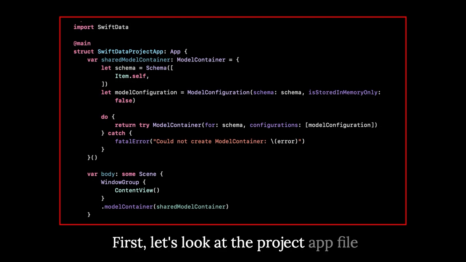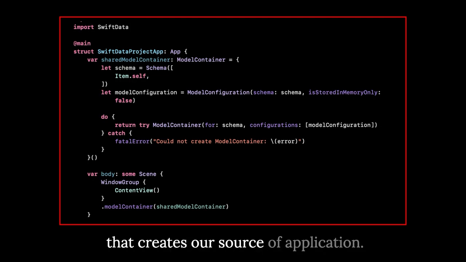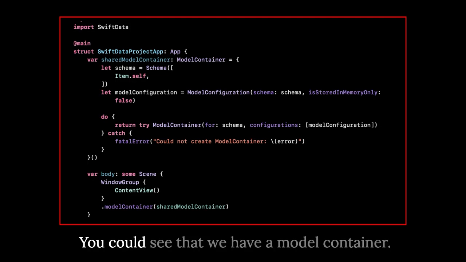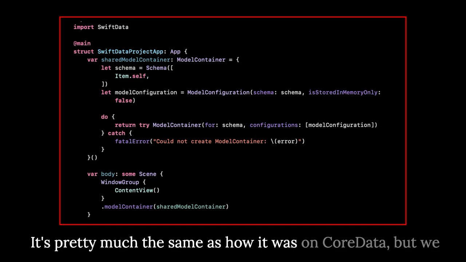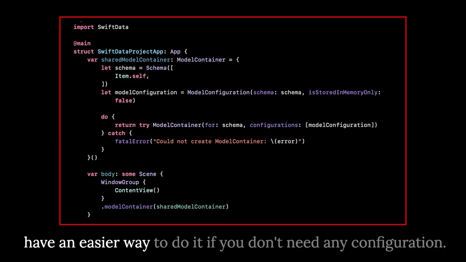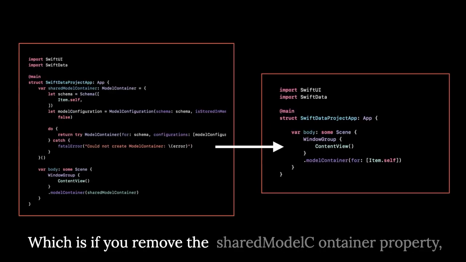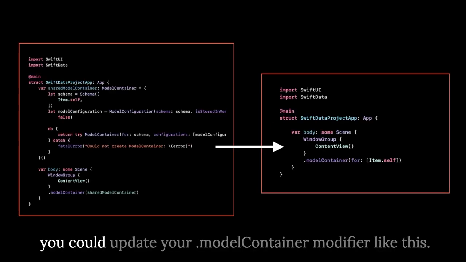First, let's look at the project app file that creates the source of our application. You can see that we have a model container. This is where the data is saved. It's pretty much the same as how it was on Core Data, but we have an easy way to do it if you don't need any configuration: if you remove the shared model container property, you can update your model container modifier like this.